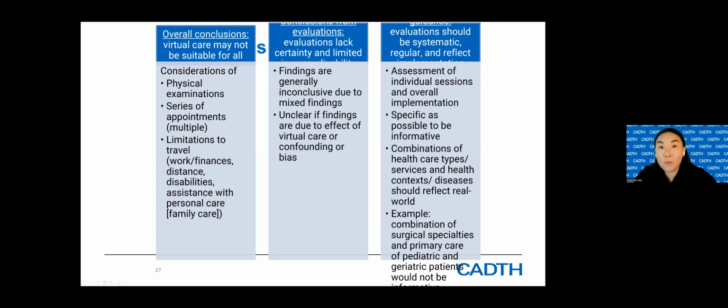And most of that evaluation should be as specific as possible to be informative. So in other words, combinations of healthcare types or services and health contexts or diseases should reflect the real world. So for instance, combining primary care and the surgical specialty type amongst pediatric and geriatric patients may not be the most informative type of evaluation. Okay, next slide, please.